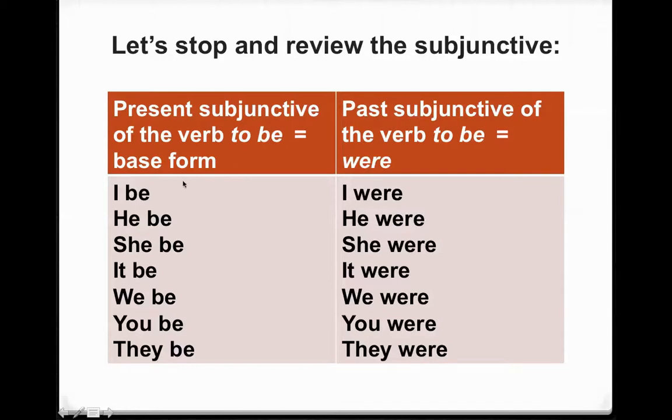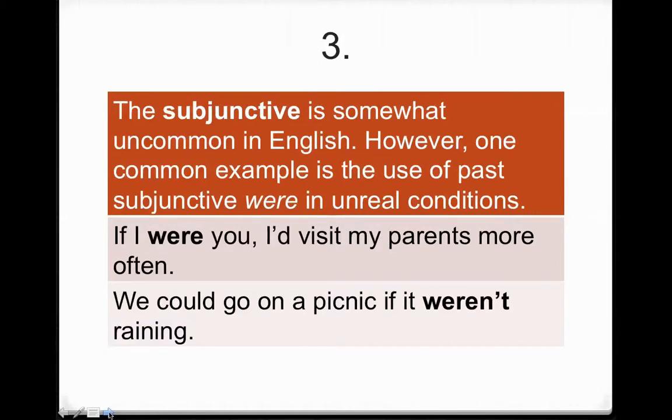The present subjunctive of the verb to be is still the base form, be. I be, he be, she be, it be, we be, you be, they be. The subjunctive is somewhat uncommon in English. However, one common example is the use of past subjunctive were in unreal conditions.